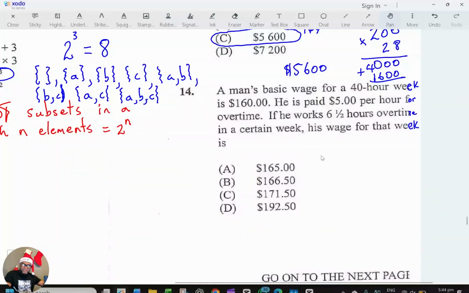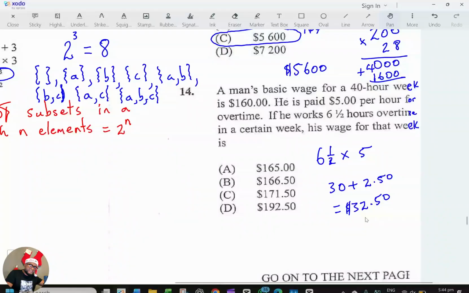So if it's 6.5 hours, it'll be 6.5 multiplied by 5 because it's $5 per hour he's making. What you can do in this situation is multiply 6 by 5, you'll get 30, right? And you're going to add that to half of 5. Half of 5 is $2.50. So my overtime will actually be $32.50. But how much did he make in basic wage?